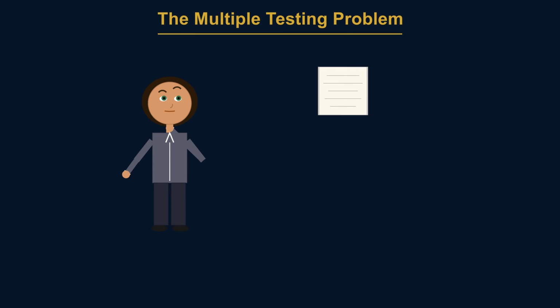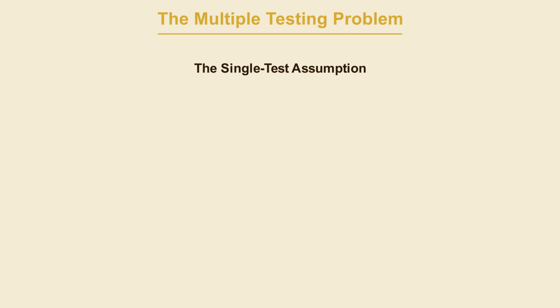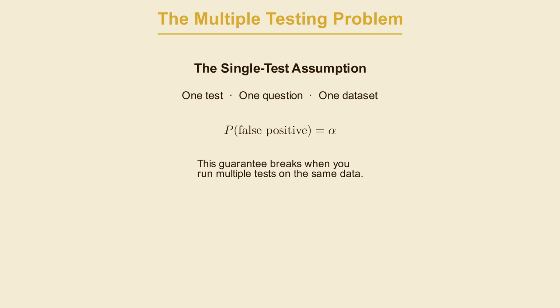Everything we've covered about hypothesis testing assumes one thing, that you only ran one test on one question against one data set. You set your significance level before you look at the data, and then you run the test to get your result. The probability of a false positive under those conditions is alpha. That is the guarantee that the framework provides. But that guarantee breaks down the moment you start running multiple tests on the same data. And in practice, running multiple tests is extremely common.